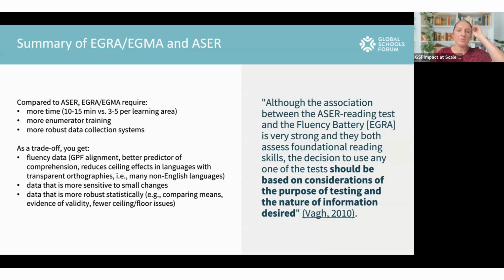EGRA and EGMA also tend to be more sensitive to very small changes. The amount of improvement that a child has to have to get from 13 correct words per minute to 14 correct words per minute is much smaller than the amount of change it takes for them to go from being proficient with letters to proficient with words. So if you're talking about short timelines, then that can be a real benefit of the EGRA and EGMA framework.